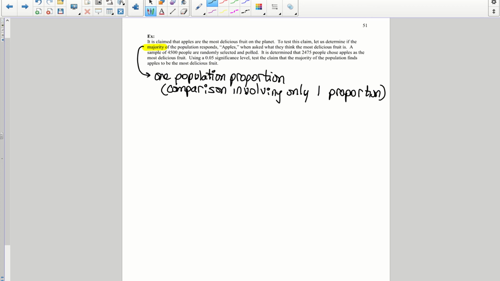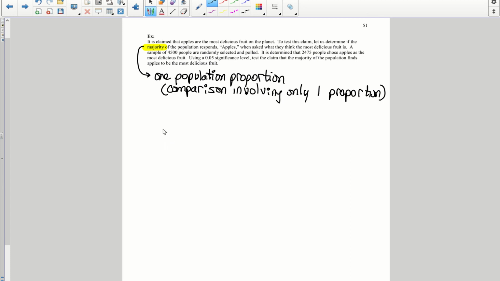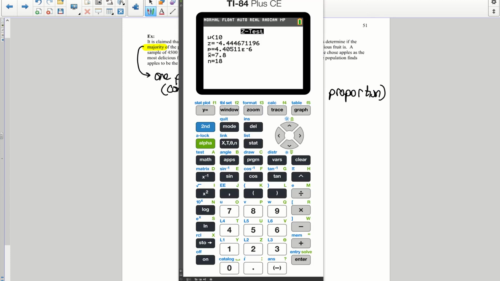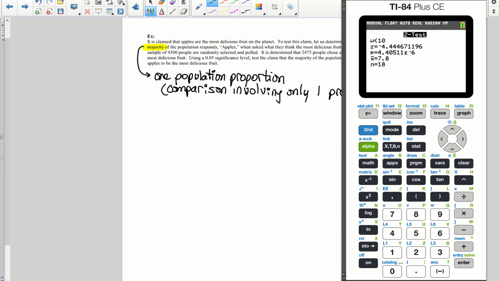Now let's actually go to the calculator and see what the story is here, because the calculator is going to help us make our way through this.